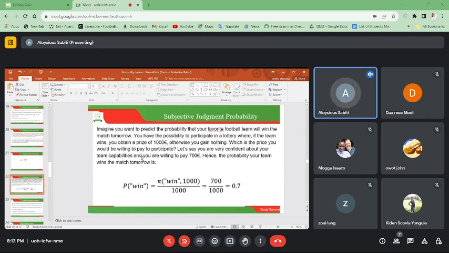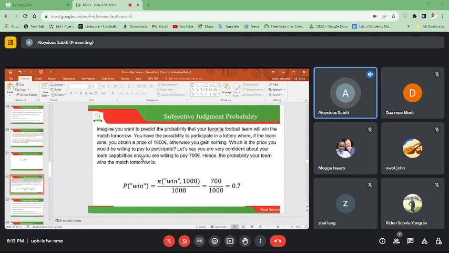But also we have another example here on subjective judgment. Imagine you want to predict the probability that your favorite football team will win the match tomorrow. You have the possibility to participate in a lottery where if the team wins, you obtain a prize of 1,000 euros. Otherwise, you gain nothing. So, the price here is the price you would be willing to pay to participate.